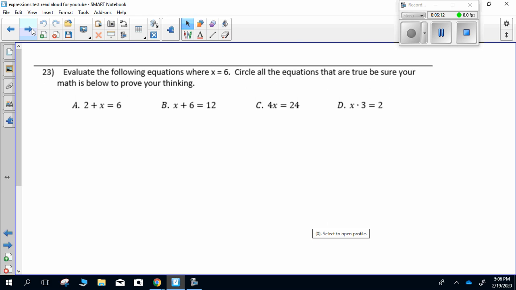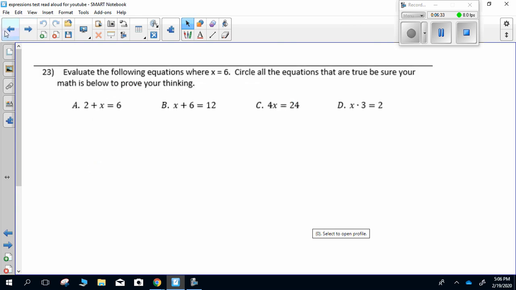Number 23, evaluate the following equations where x equals 6. Circle all the equations that are true. Be sure your math is below to prove your thinking. So you're going to evaluate these all where x equals 6.